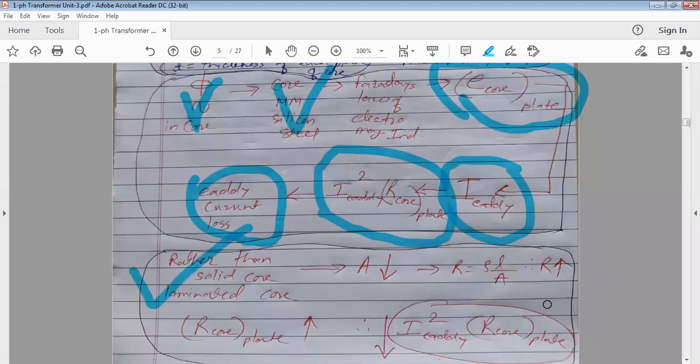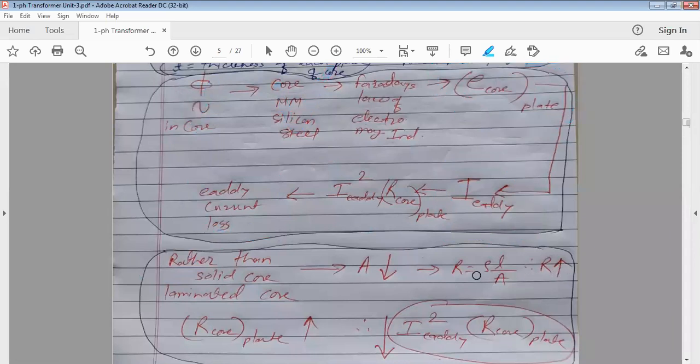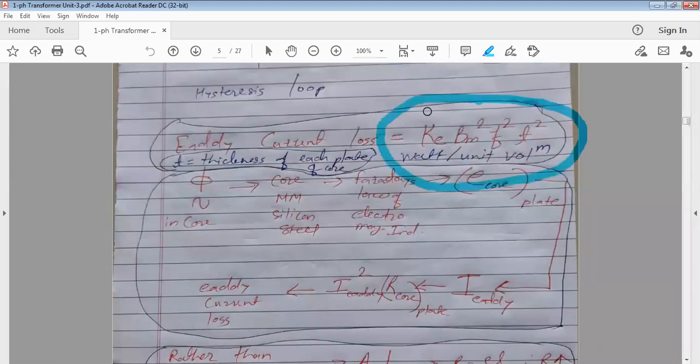Clear here? So eddy current loss is also constant. All parameters are constant, so eddy current loss is also constant.